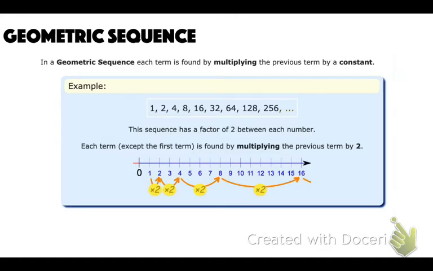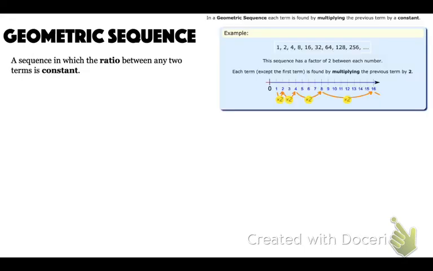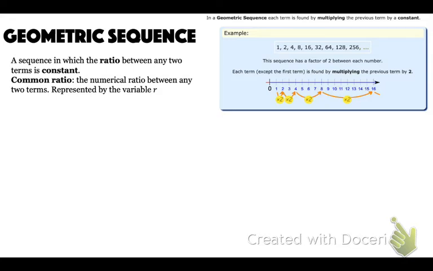He's actually the dumbest. Okay, so in a geometric sequence, each term is found by multiplying the previous term. In arithmetic, we talked about where you're just adding. Geometric is where you're multiplying to get the next term. So it's the sequence in which the ratio, we call it the ratio now instead of the difference, between any two terms is constant. You're multiplying by the same number.